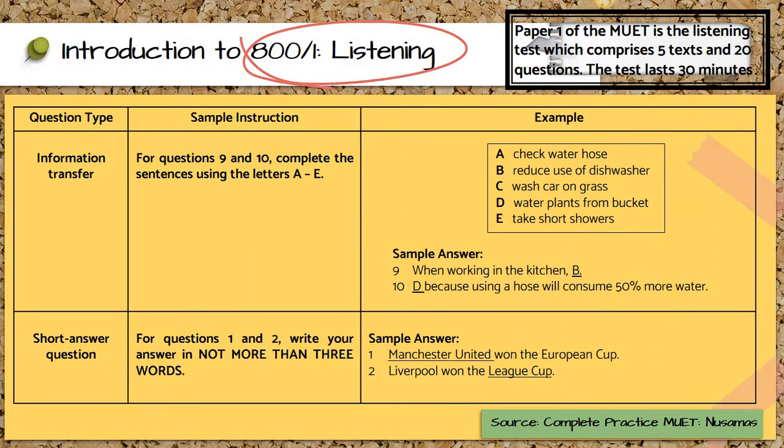Second question type, information transfer. For questions 9 and 10, complete the sentences using the letters A to E. You should only write the letters, either A, B, C, D or E for questions 9 and 10.